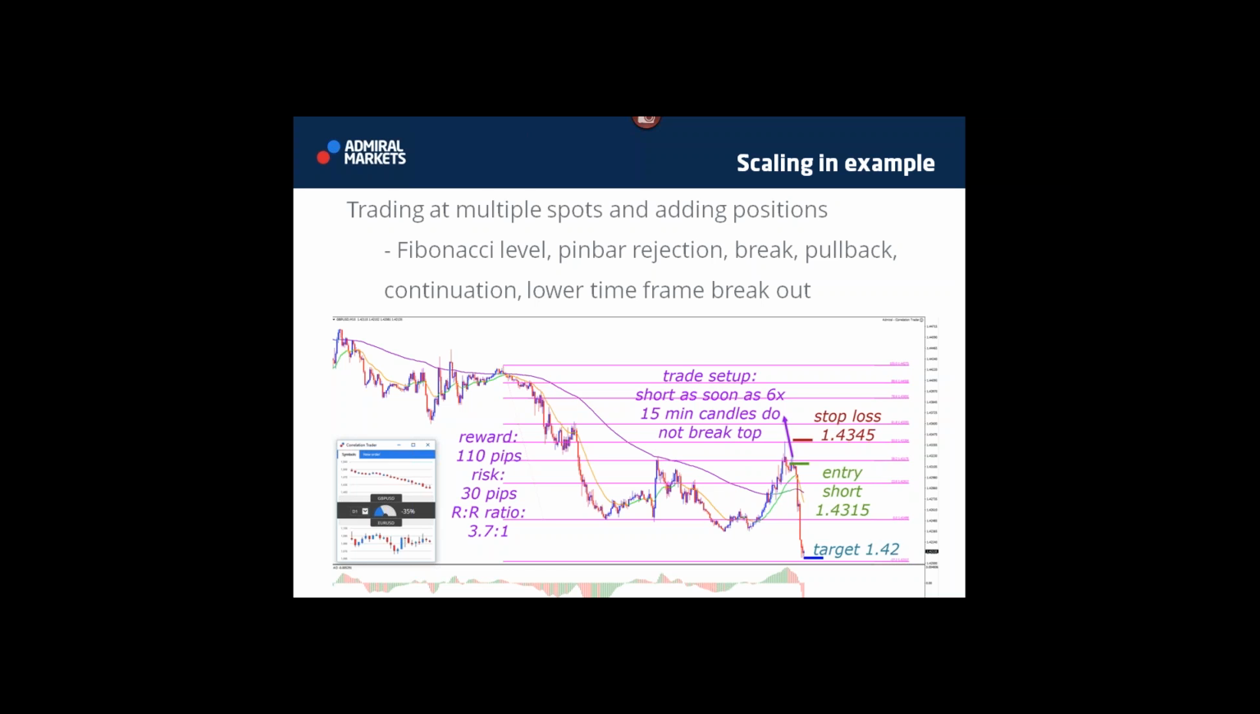Technically, that is scaling in, but obviously, in the back of our mind, we know that it's kind of like one trade, but technically it is two trades. So that would be one example, and we could have two TPs.